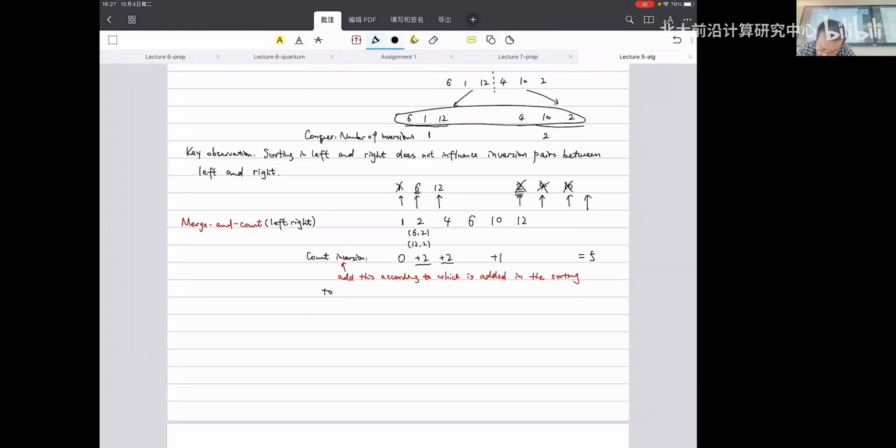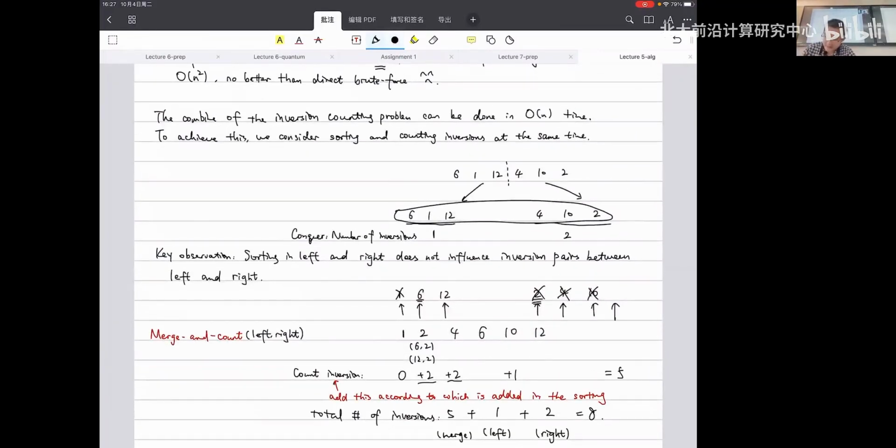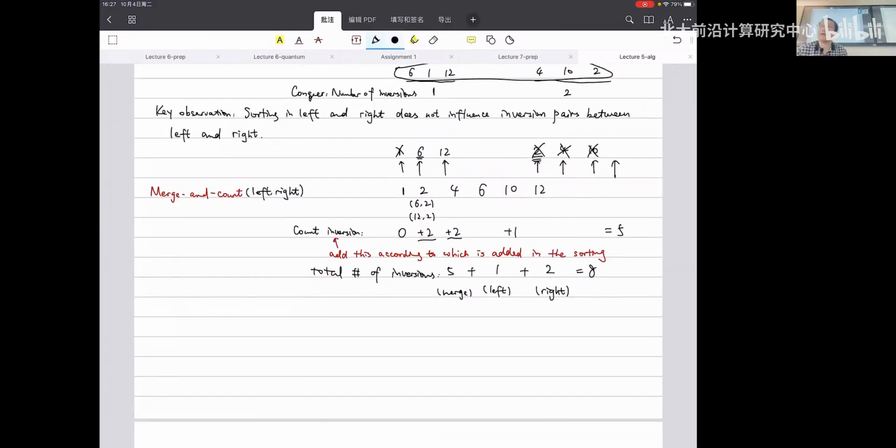So the total number of inversions is this 5 from merge, plus 1 from the left, and plus 2 from the right, which goes to 8. And this is the total number of inversions in the original array. Is this clear to you?